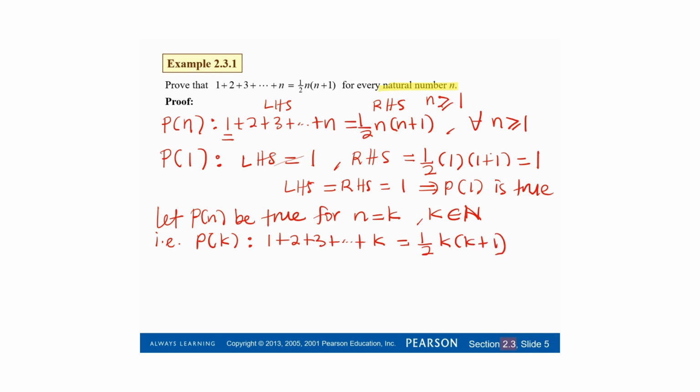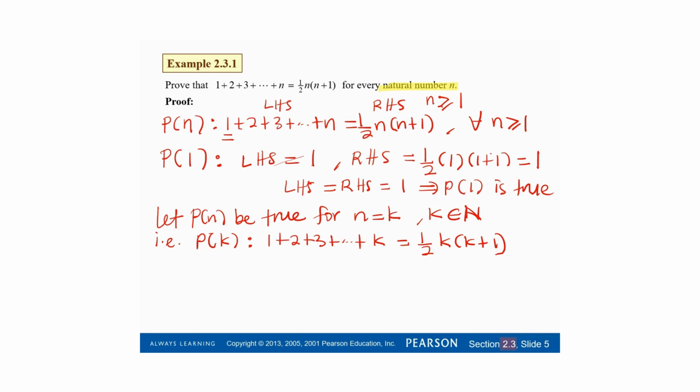So remember, this is the antecedent, which we assume is true, meaning to say that we accept this equation to be true. If you have 1 plus 2 plus 3 and so on up to term k, it can be replaced by the formula half k times k plus 1. Okay, so that is our antecedent.